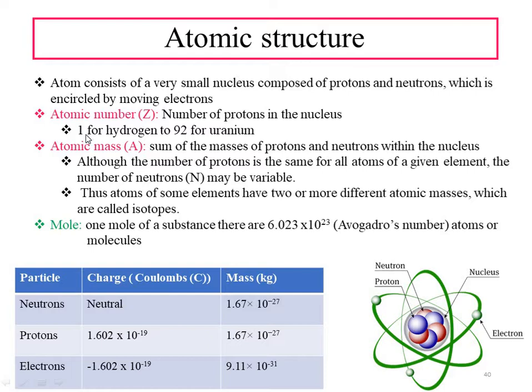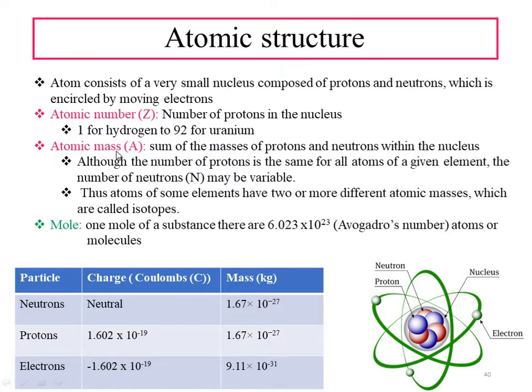Before going into this, let us see what an atomic number is. Atomic number denotes the number of protons present in the nucleus. Now how many protons are there in this nucleus? So that's one. The atomic number ranges from 1 for the hydrogen atom to 92 for the uranium atom.